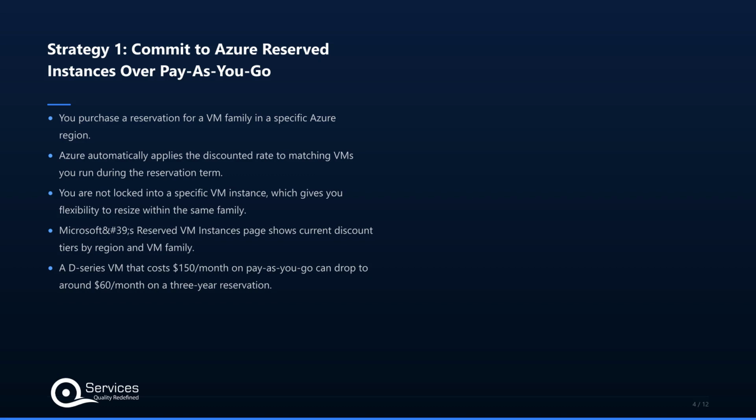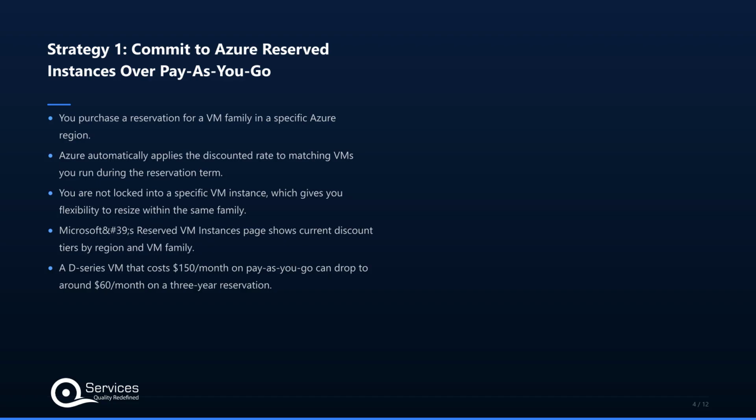Strategy 1. Commit to Azure reserved instances over pay-as-you-go. Azure reserved instances are 1-year or 3-year commitments to use specific VM types in exchange for discounts of up to 72% compared to pay-as-you-go pricing. For any workload that runs consistently, this is the single highest impact lever to reduce Azure cloud costs for SMBs that rely on always-on infrastructure.